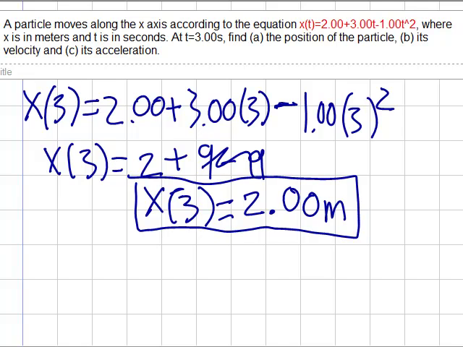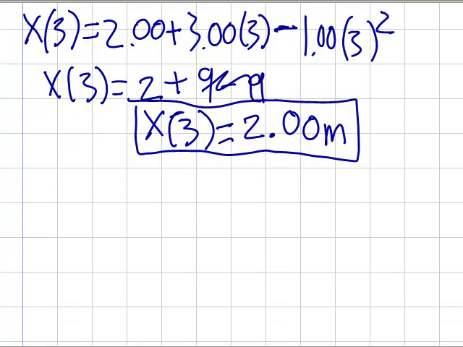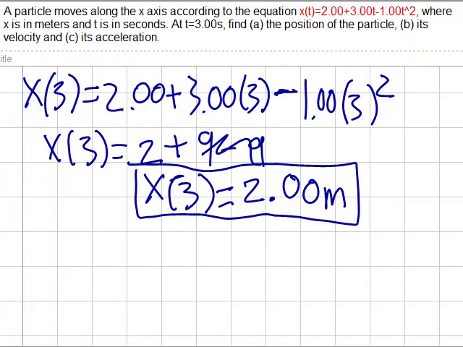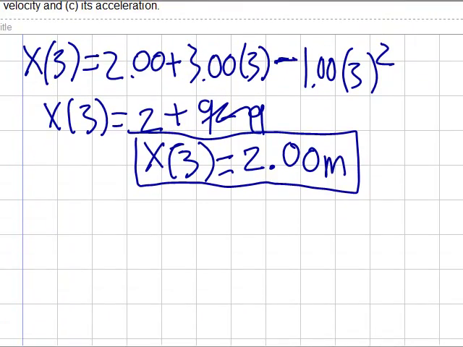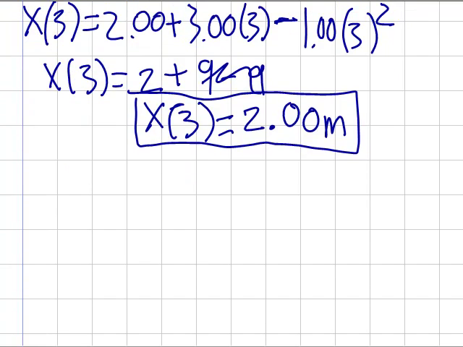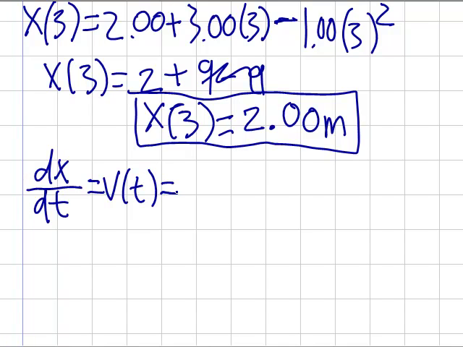Then we also have to find its velocity at t equals 3. To find the velocity from this equation, we have to take the derivative with respect to t. So dx over dt is also equal to our velocity of t. When we take the derivative, the constant drops out, and we take the t and drop that, so we get 3.0 for the initial velocity.